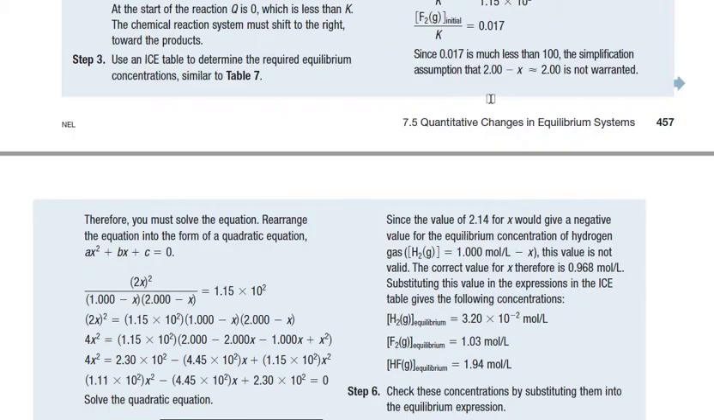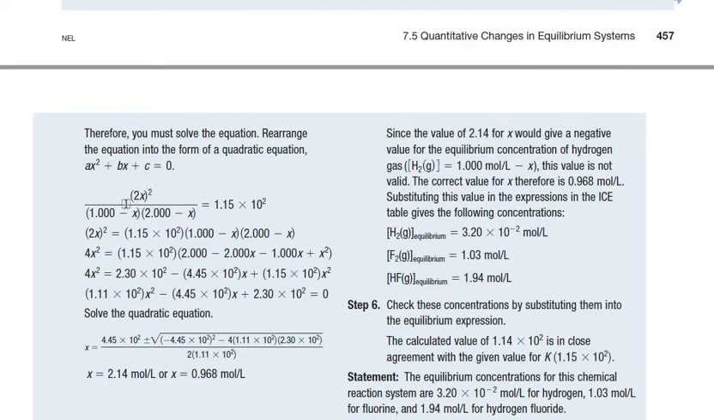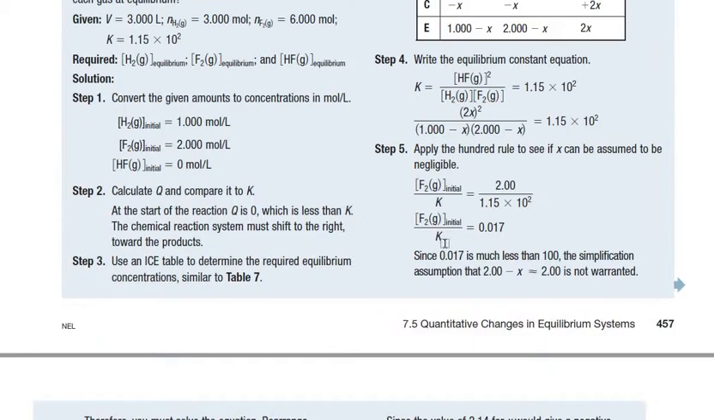So we need to basically solve this equation. We have 2x to the power of 2 divided by 1 minus x times 2 minus x equals 1.15 times 10 to the power of 2. We cross multiply, we simplify it, and we end up having a quadratic equation, ax squared plus bx plus c. a is this number, b is this one, and c is this one. So we substitute them there and we find two x values. One of them is 2.14 and the other one is 0.968. So let's see which one is acceptable.